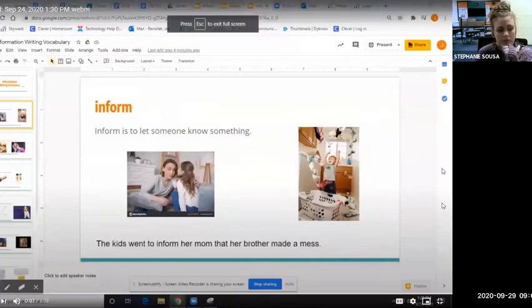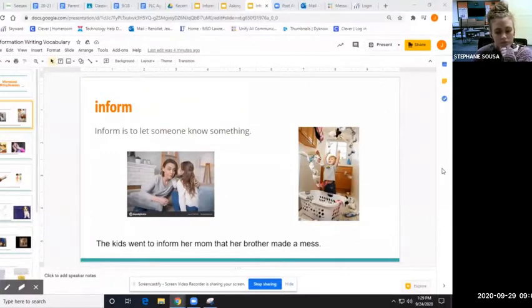We are working on informative writing. An important vocabulary word is the word inform. Inform is to let someone know something. We are writing in an informative way. We are going to teach the reader all about animal adaptations.